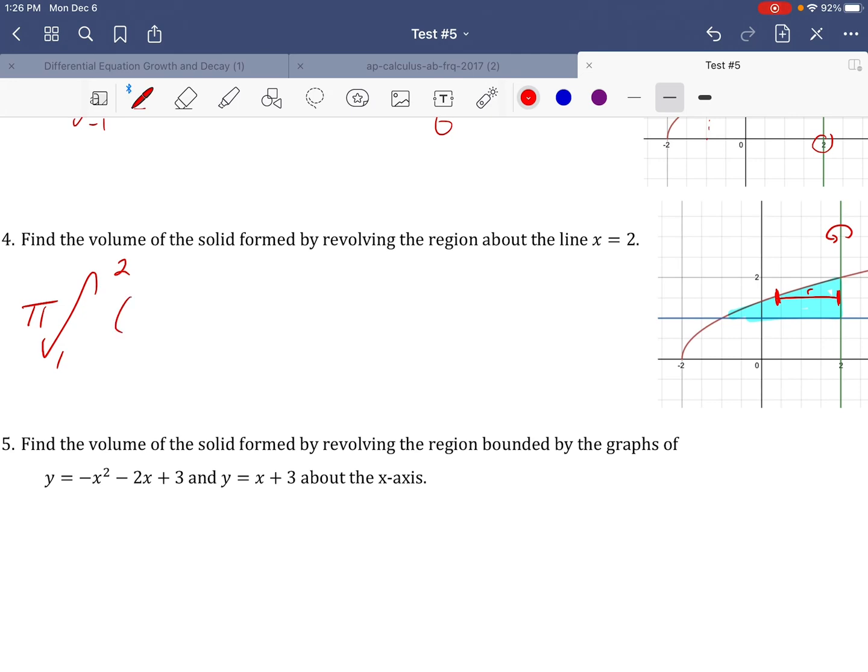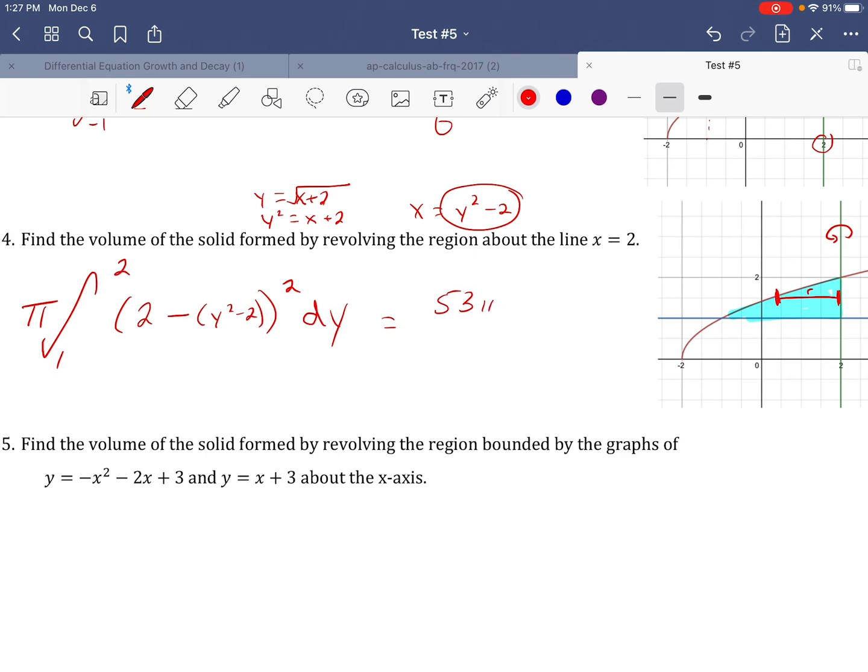The curve on the right edge of my radius is the line 2. The curve on the left edge of my radius is my function. Now the function itself is y equals the square root of x plus 2. So I square both sides, so I get y squared equals x plus 2. So I'm looking at x equals y squared minus 2. So that's the curve I need to use. So right minus left, quantity squared, dy. You should get 53 pi over 15 from your calculator.